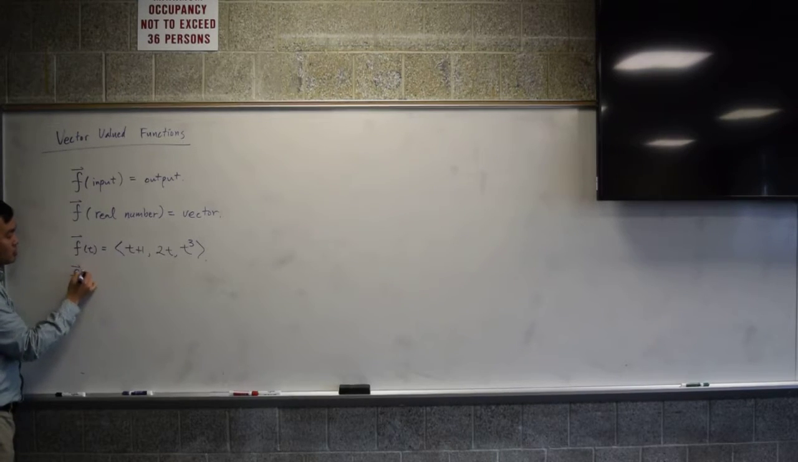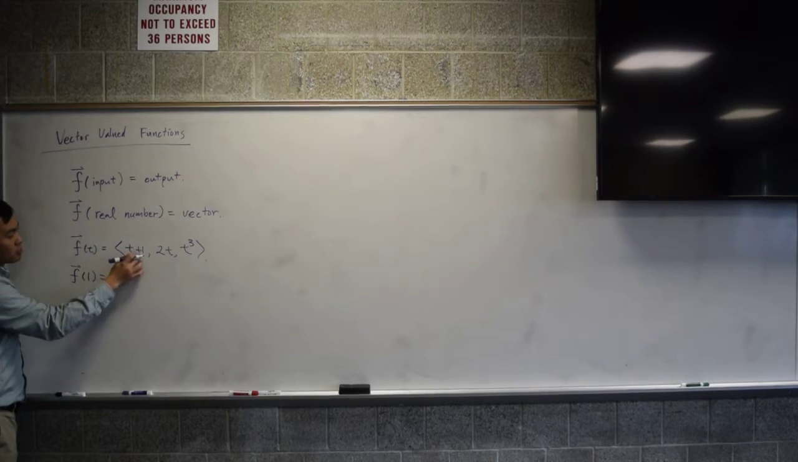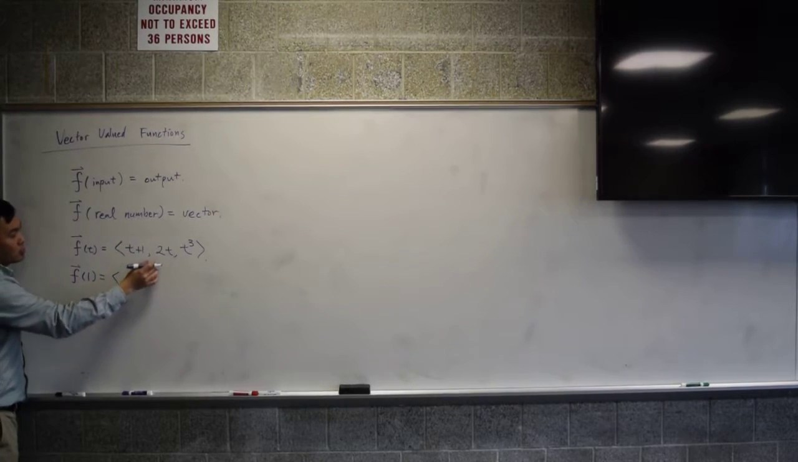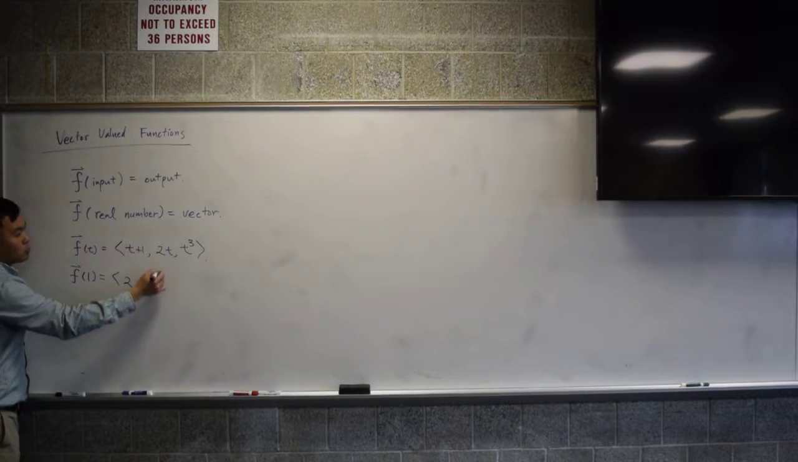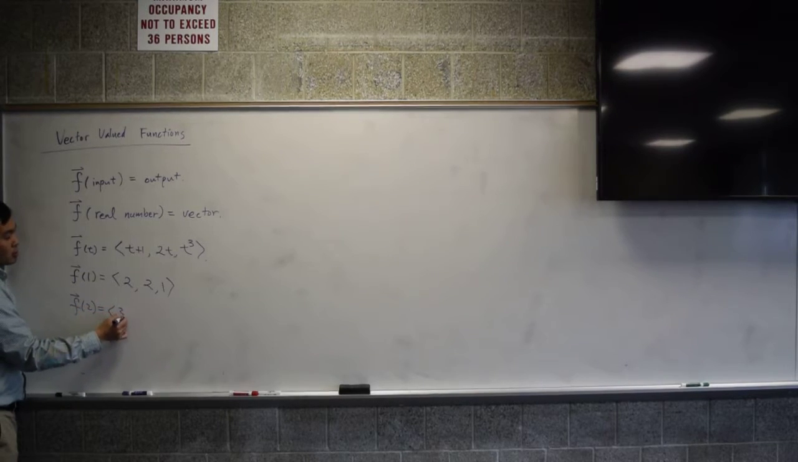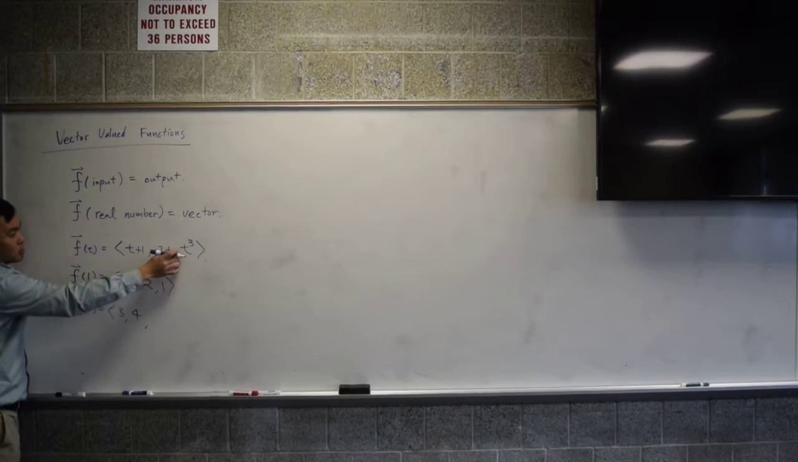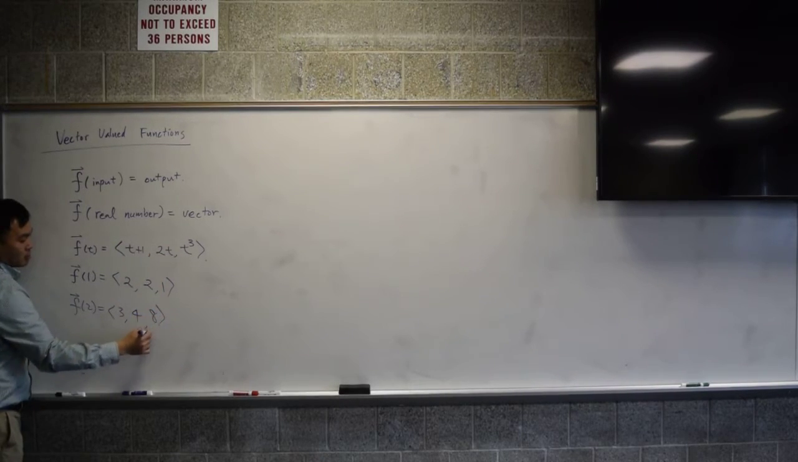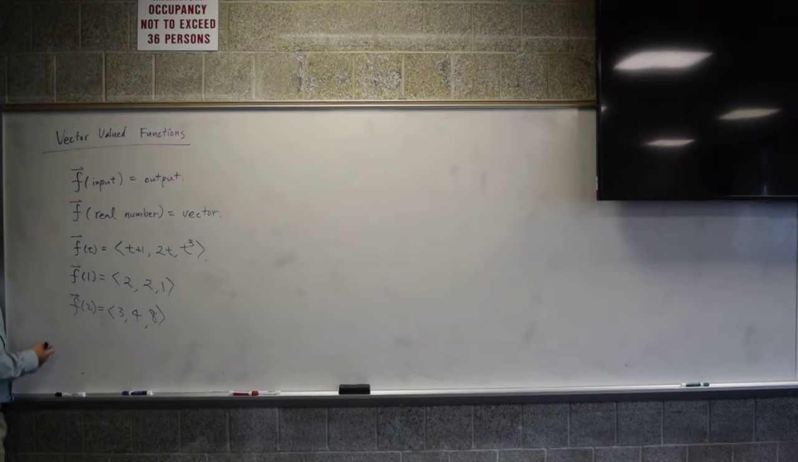For example, if you plug in 1, it's going to give me 1 plus 1 is 2, 1 times 2 is 2, 1 cubed is 1. If I plug in 2, it's going to give you 3, 2 times 2 is 4, 2 cubed is 8. So that's what a vector valued function is. You plug in a number, and it gives you back a vector.